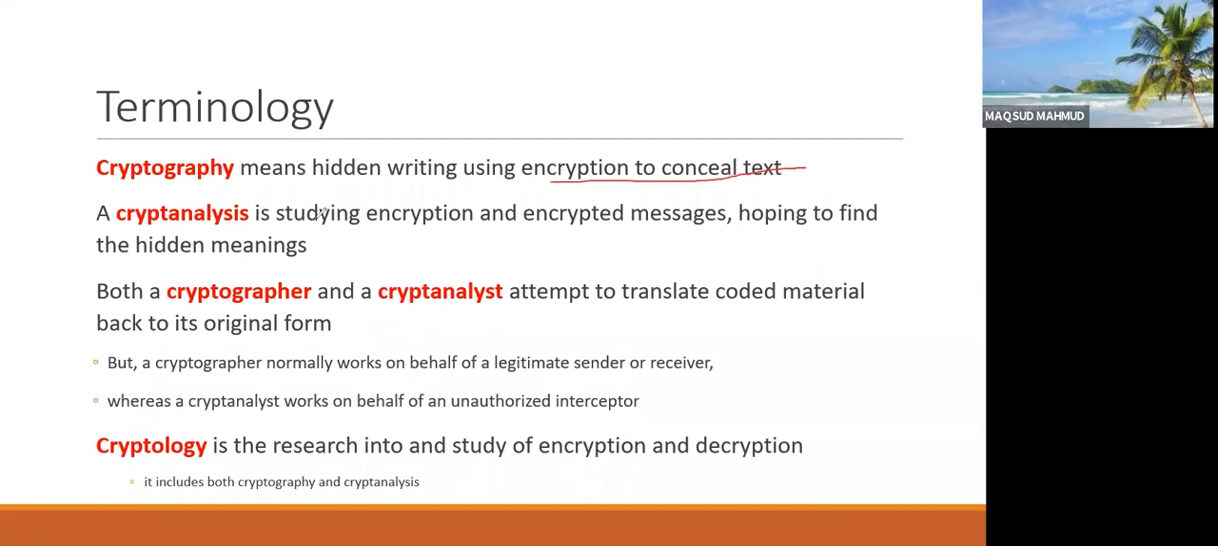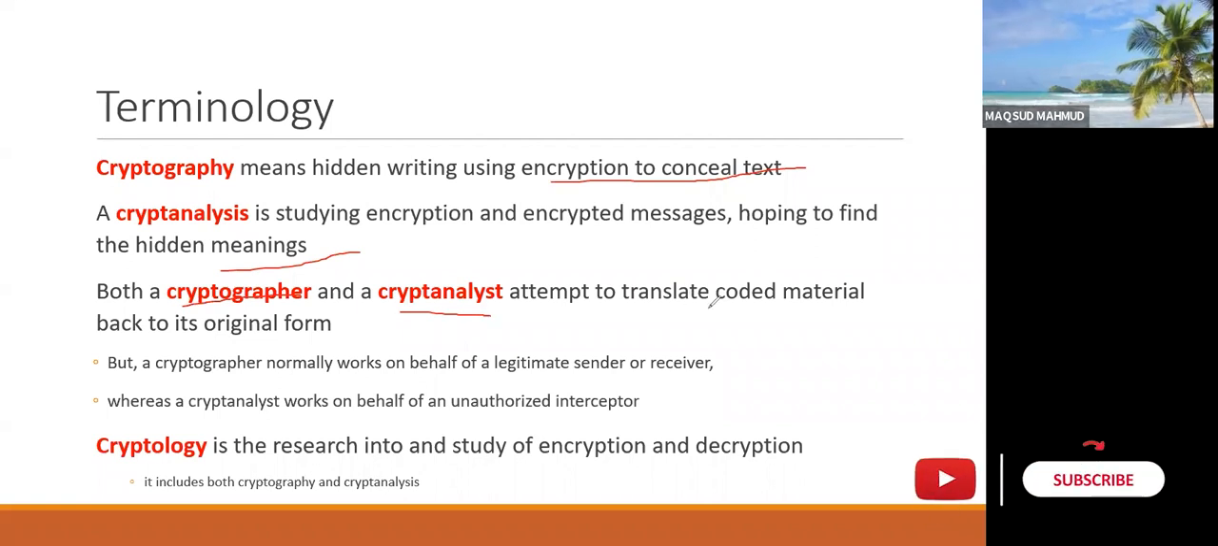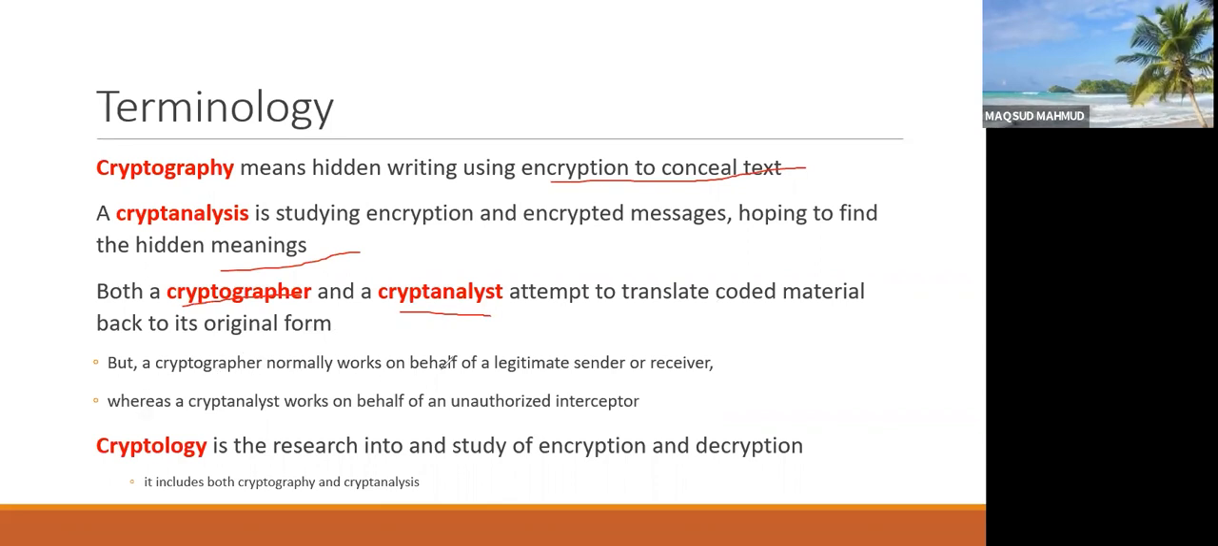Cryptanalysis is the breaking of cryptography, hoping to find the hidden message. A cryptographer is a person who encrypts and decrypts, and a cryptanalyst is one who attempts to break it back to the original form. A cryptographer normally works on behalf of a legitimate party. He is the legal person and he has the key. But cryptanalysis is illegal, right? It is on behalf of an unauthorized interceptor. So cryptanalysis is illegal, while the cryptographer is a legal encryptor and decryptor.